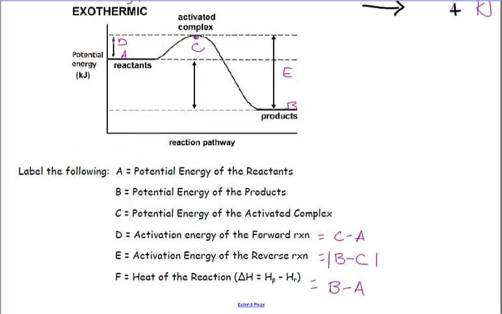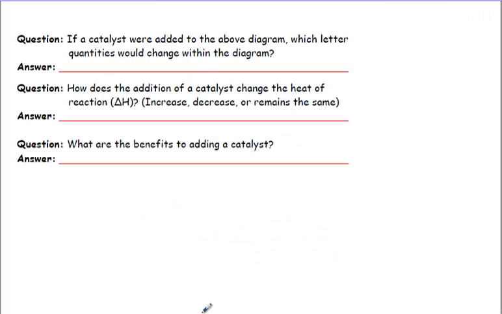All right, so that completes potential energy diagrams for endothermic and exothermic reactions. We will practice labeling these in class, but for an exit, I want you to answer these 3 questions and be prepared in class the next day with your answers.